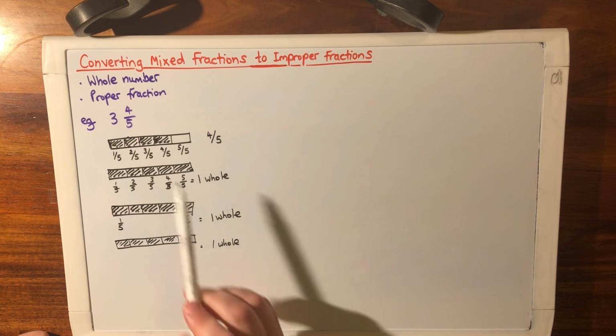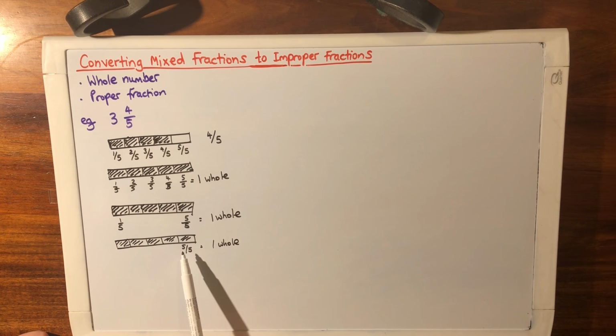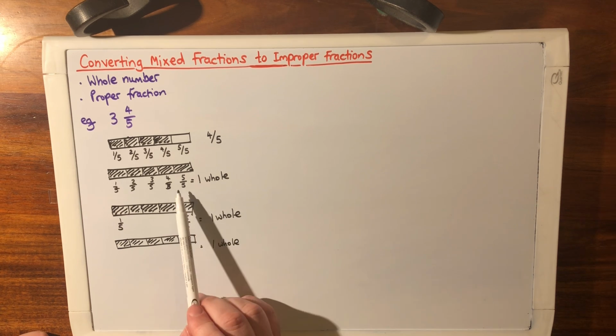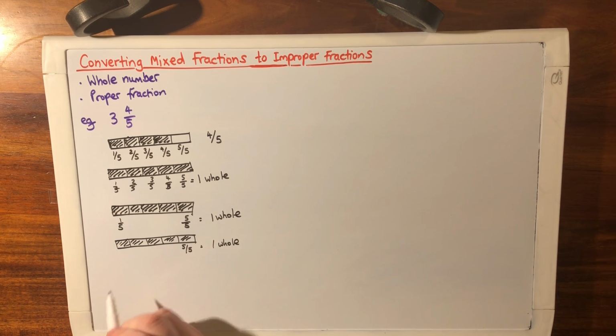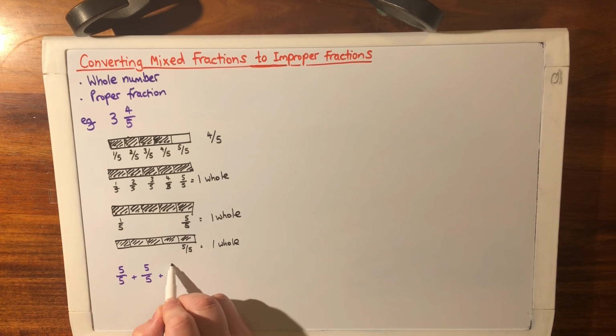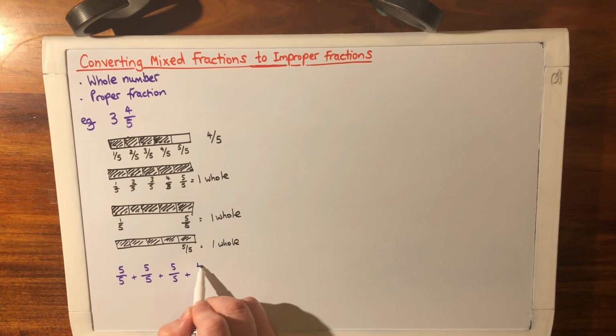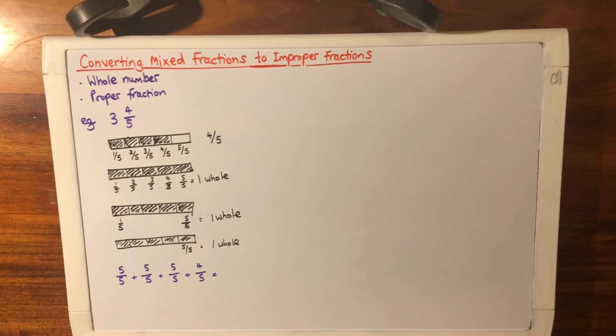So if we were to add all of these together, we'll be adding together the 5/5 plus 5/5 plus 5/5 plus 4/5, and remember, when we're adding, our denominators have to be the same in order to add fractions, and in this case they are. So our answer there would be 5 plus 5 plus 5 plus 4, 19 over 5. So that's our improper fraction.